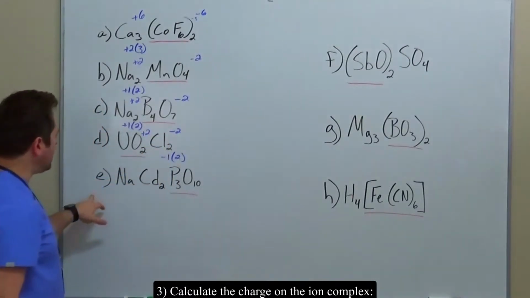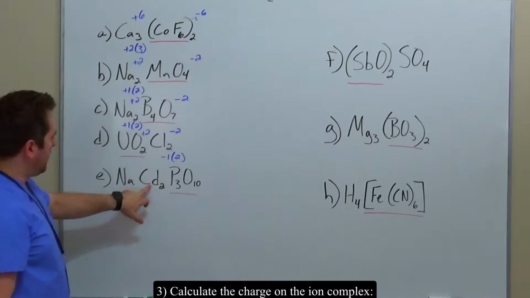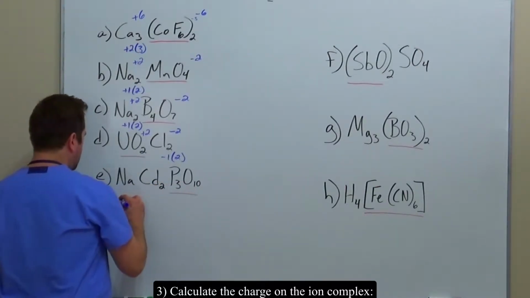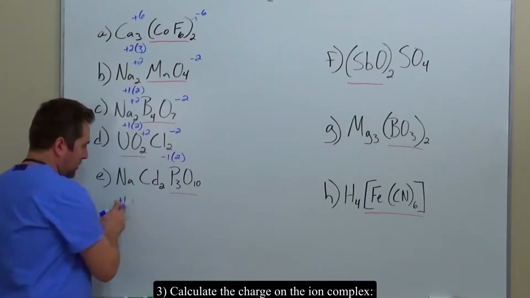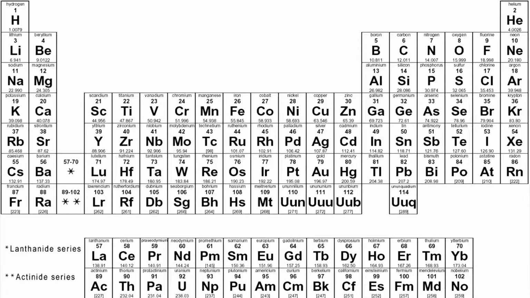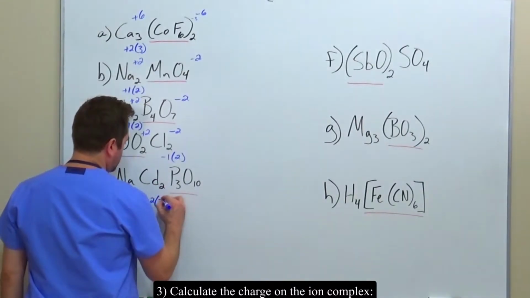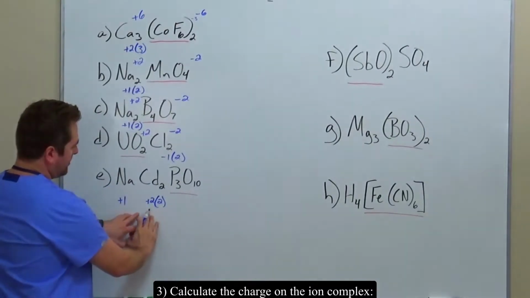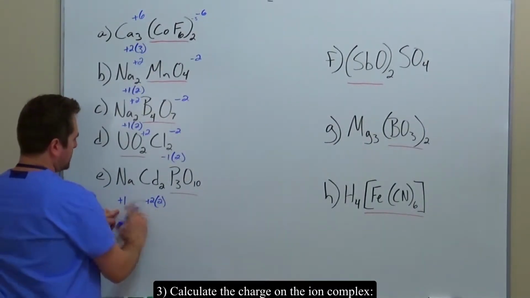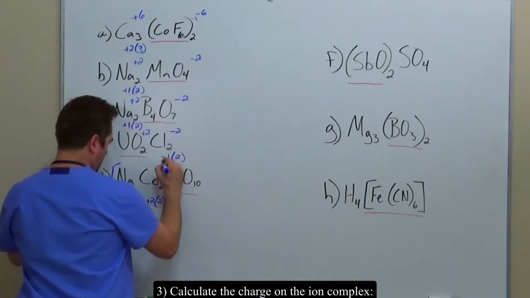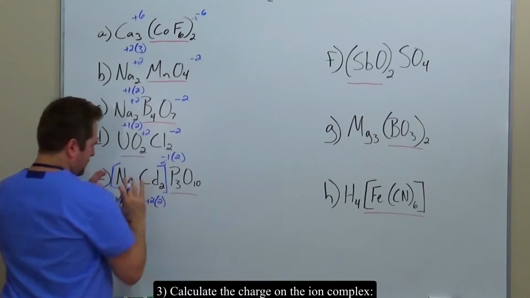Okay. Letter E. We have sodium, and then cadmium, and then this complex. So let's figure it out. The sodium, we only have 1, and it's a group 1 element, so its oxidation number is positive 1. And the cadmium is going to have a positive 2 charge. However, there are 2 of them, so we need to sum these. 2 times 2 is 4, plus 1 is 5. So overall, this section of our molecule has a positive 5 charge.